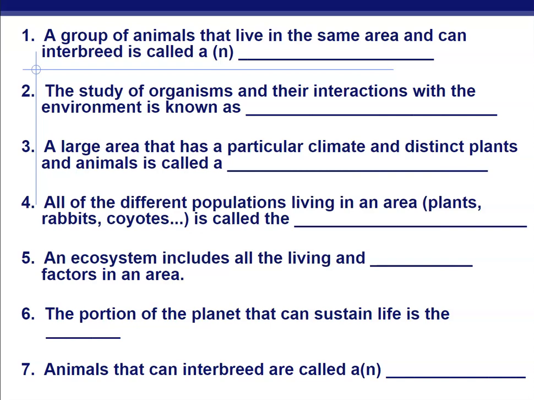An ecosystem includes all the living and non-living factors. So that would be biotic and abiotic. You could have put either one. The portion of the planet that can sustain life is the biosphere, and animals that can interbreed are called a species. For 1 and 7, you could say species, but you could also say population. Those are kind of, they both would apply there.